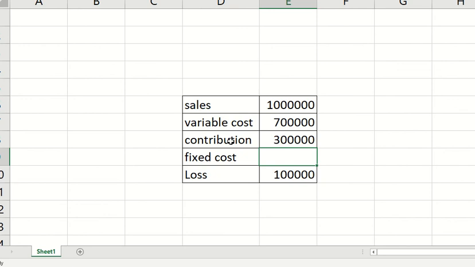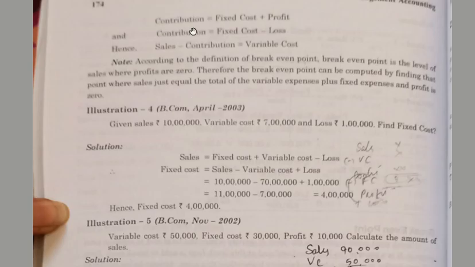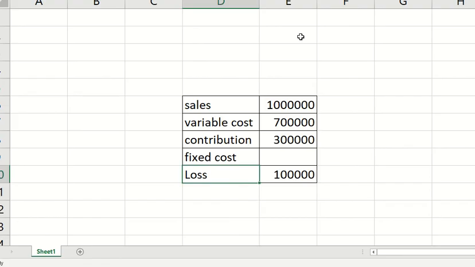Sorry, if it is a loss, you will minus it. Fixed cost minus loss is equal to contribution. If it is a profit here, then it will be fixed cost plus profit is equal to contribution. The same formula which I have told. Okay, contribution is fixed cost plus profit, contribution is equal to fixed cost minus loss.